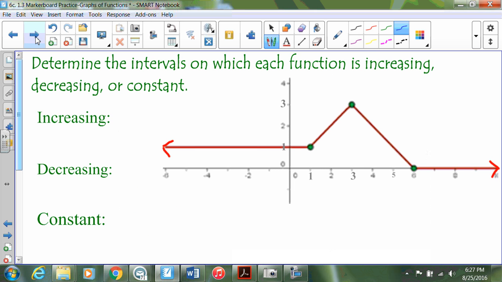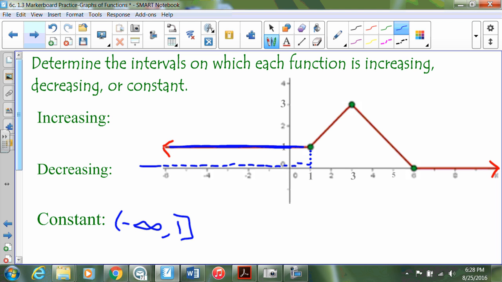Okay, with this one, even though our arrow, of course, is going this way, we are reading this graph from the left to the right. So as we're moving along the x-axis, we can see that we've got a constant flat line of y equals 1 going on until we come to a screeching halt at 1. So we know from negative infinity all the way until 1, it is constant. We're going to include 1 because a constant's a constant.